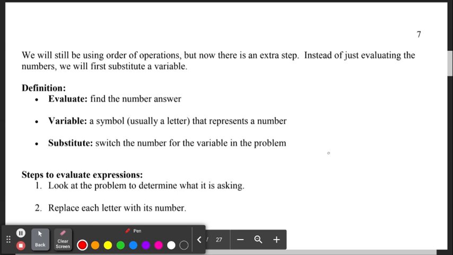And then substitute, we're going to switch the number in for the variable. So if I have a problem like this, 3x, what that says is 3 times x. So 3 times whatever that number is. And then if I tell you x equals 2, well, what we have to do is take that 2 and substitute it. So I have 3 times x, so 3 times 2.